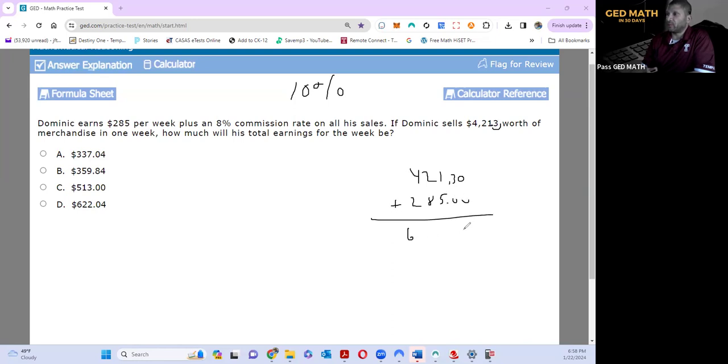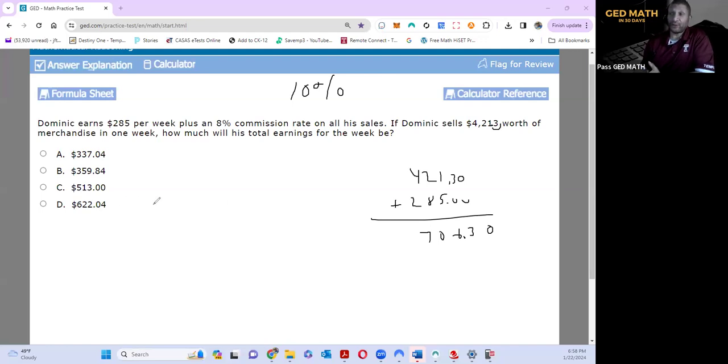So I get 6. Oops, let me do it right. Let me do it right. Let me do it right. Stop playing. Stop doing that, Jeremy. Do it right. 0, 3, 6, 10, 7. So I got 706.30. So 10% would be 760, but there's nothing else even close to that.